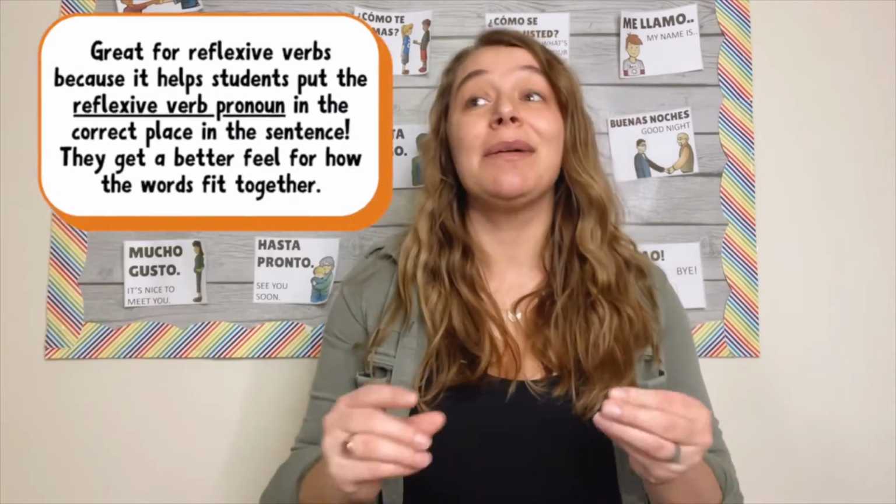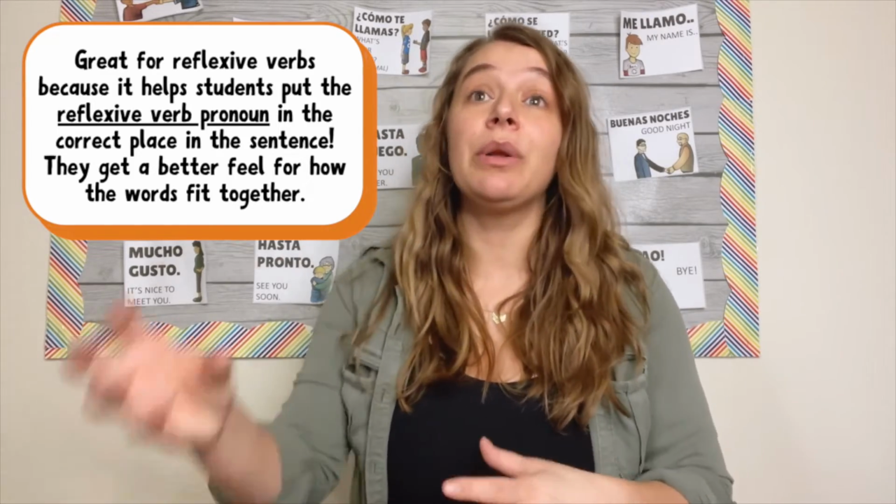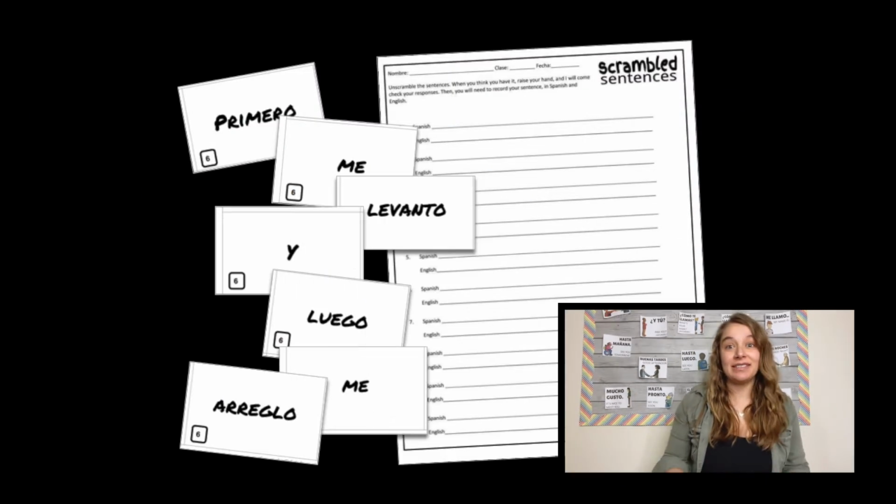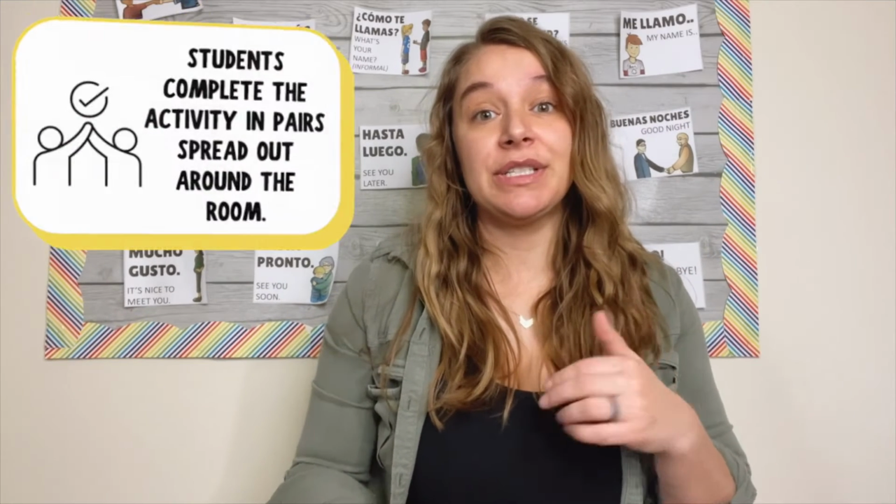The reason I really like to do this with the reflexive verbs is because it helps them put the reflexive verb pronoun in the right spot in the sentence and get a better feel for how things all work together. So the way I like to set up scrambled sentences is by writing 10, maybe 15 sentences on a sheet of paper, cutting them all apart, and then I split my students into pairs.